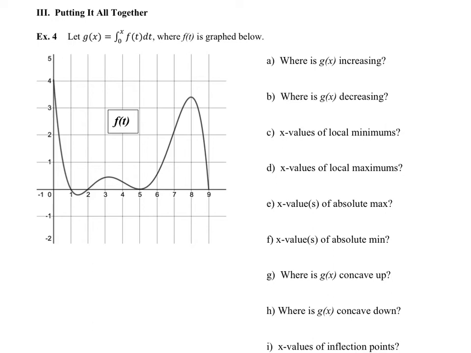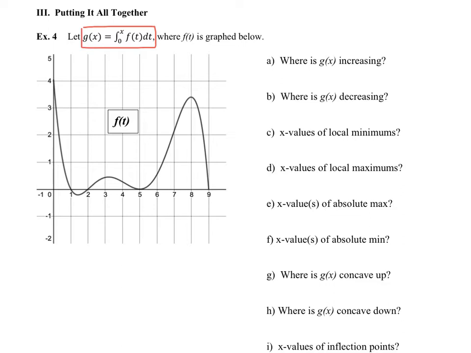In this example, we are going to put everything together that we have learned about the fundamental theorem of calculus so far. So putting all of those nuts and bolts together in one big problem. That's what we are going to try to do here. So g of x is defined as the integral from 0 to x of f of t dt.